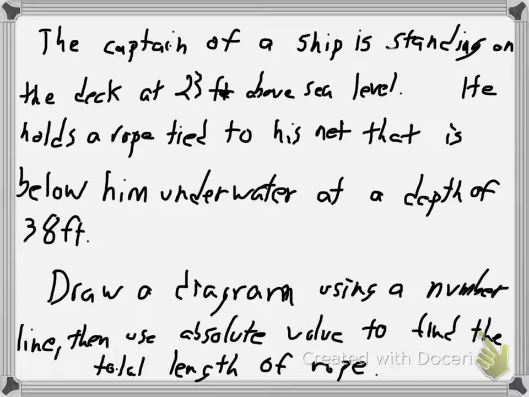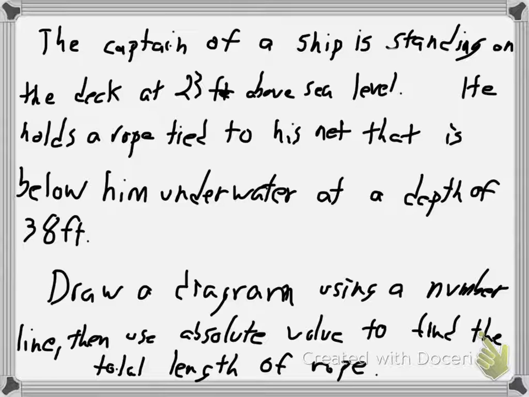Okay, so today we're going to be looking at some applications here with absolute value. So, let's look at our first problem. We'll copy it down, and then we'll start solving it together here. It says the captain of a ship is standing on the deck at 23 feet above sea level. He holds a rope tied to his net that is below him underwater at a depth of 38 feet. Draw a diagram using a number line, then use absolute value to find the total length of rope.